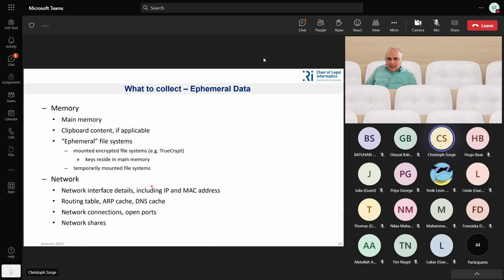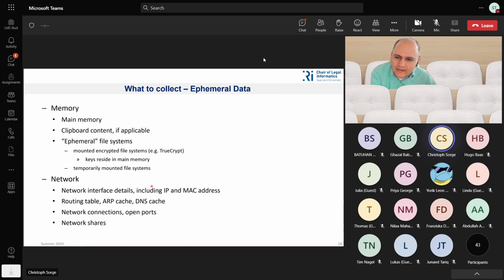Also, what I call ephemeral file systems. Of course, the file system itself will be persistent data, but a mounted encrypted file system where the key is in main memory, that might be something that you copy entirely during a live forensic investigation, or you just preserve the key. That's basically up to you. Also, temporarily mounted file systems like network shares might make sense, because you would have access to the network shares via the system under investigation, but you might lose that access when you reboot the system.